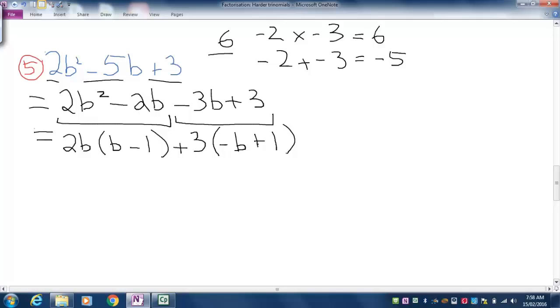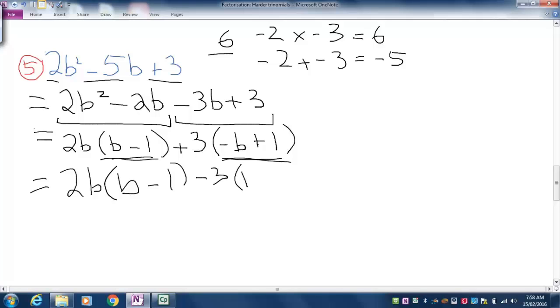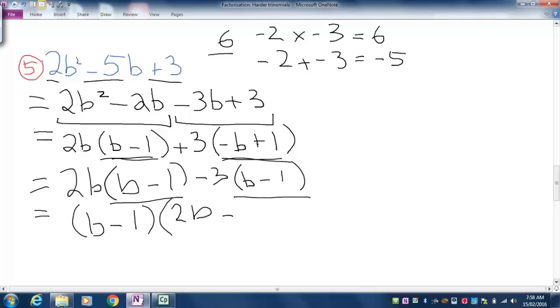We can see here that I've actually made a little bit of an error, so I need to tidy that up a little bit because I need these two to be identical. So 2b outside of b minus 1. What I'll do is I'll take that negative outside, so we get a negative 3 on the outside, which means all the signs inside will change. And now I have a repeated factor. I can factorise by putting that b minus 1 in brackets and then multiplying that by 2b minus 3.